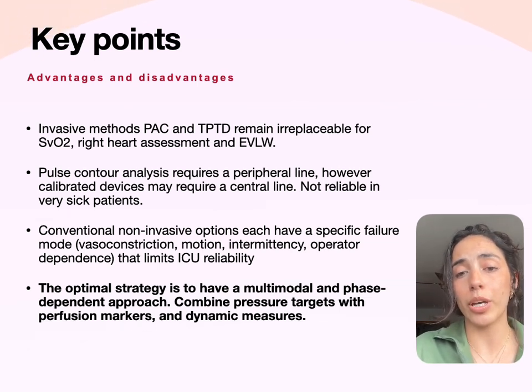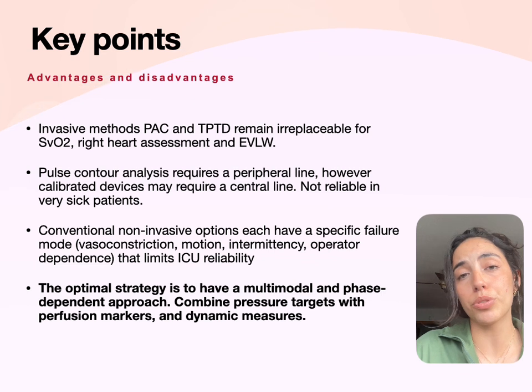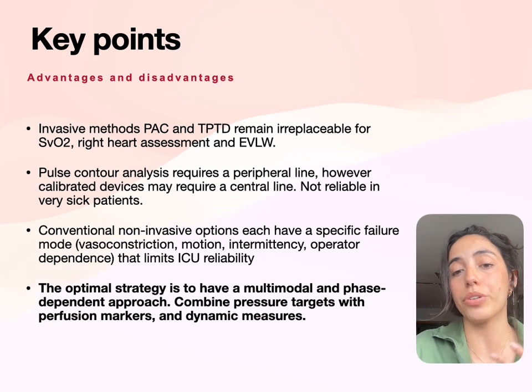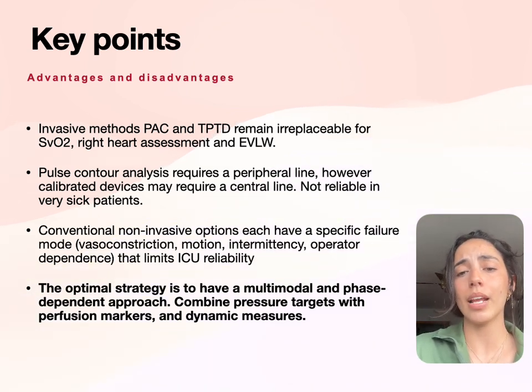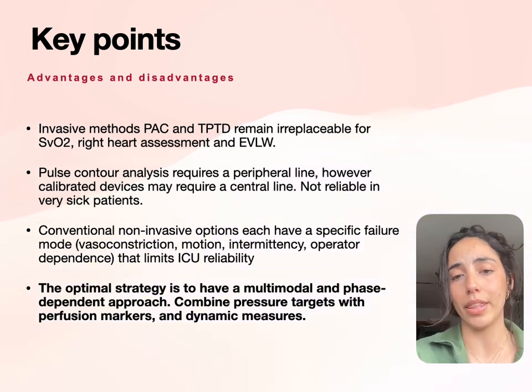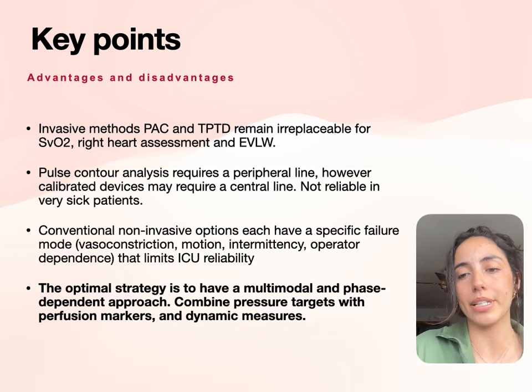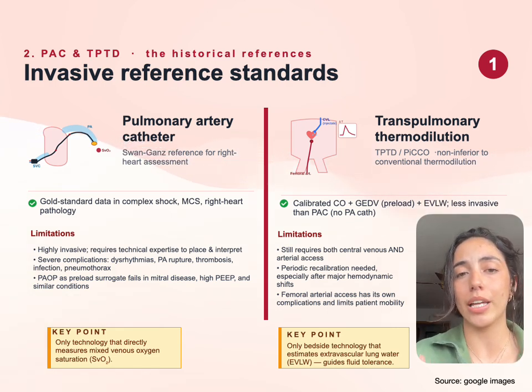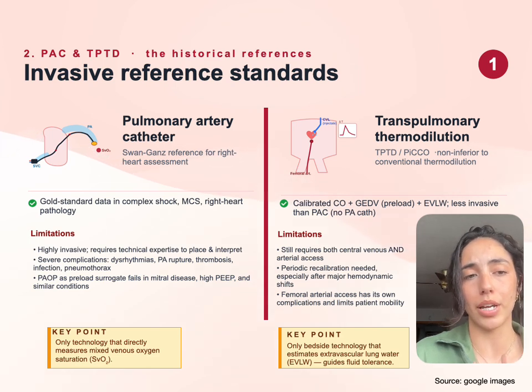And we should combine different pressure targets, perfusion markers, as well as dynamic measures when possible to see how a patient is doing over time, how they're responding to treatment, and not fixate on one method of hemodynamic monitoring, for example. Over here we can see the invasive reference standards, which we've discussed before, such as pulmonary artery catheter and transpulmonary thermodilution. Obviously, these both have strengths.